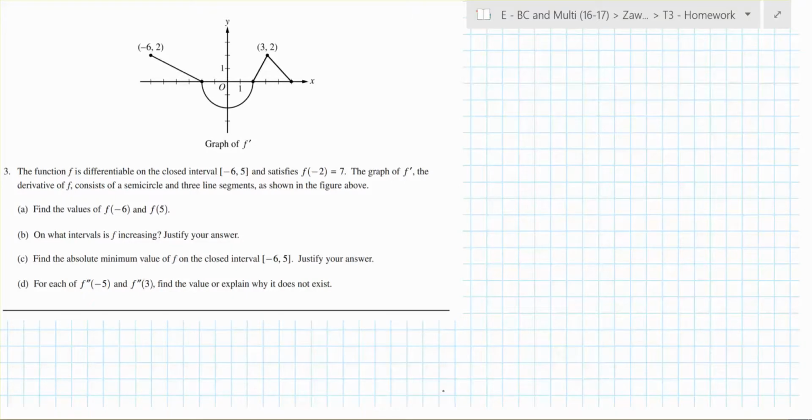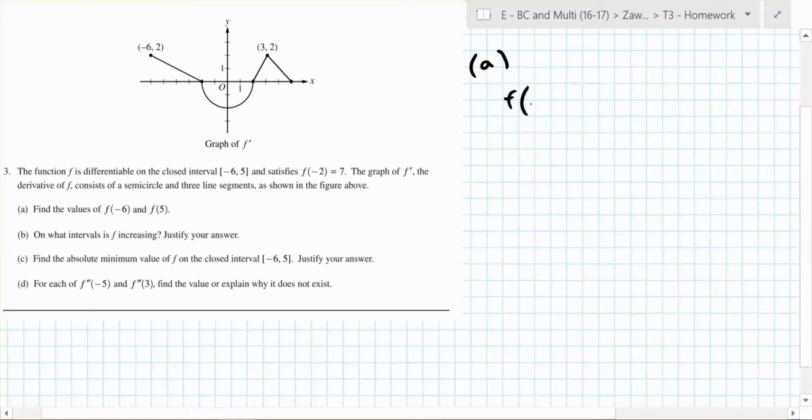Hello, so this is question 3 from the AP Calculus BC exam from 2017. The question says the function f is differentiable on the closed interval from -6 to 5 and satisfies f of -2 equals 7. The graph of f prime, the derivative of f, consists of a semicircle and 3 line segments as shown in the figure above. So part A asks us to find the values of f of -6 and f of 5.